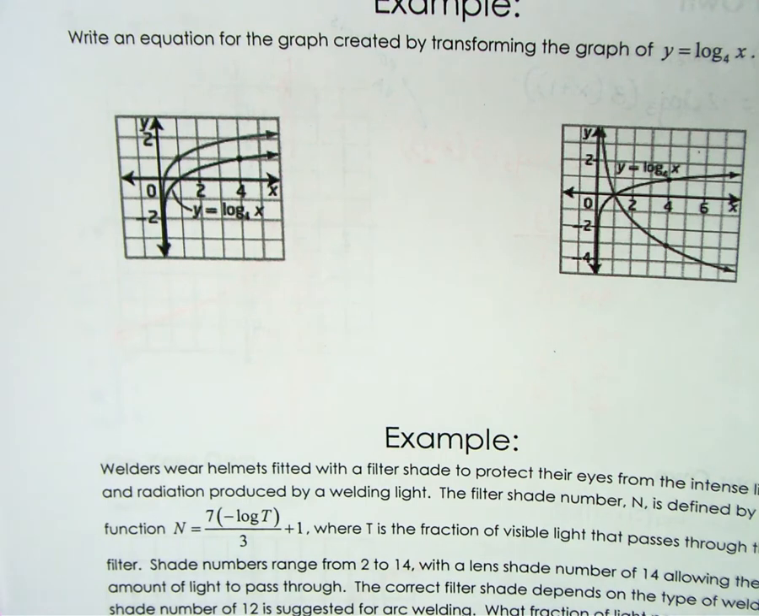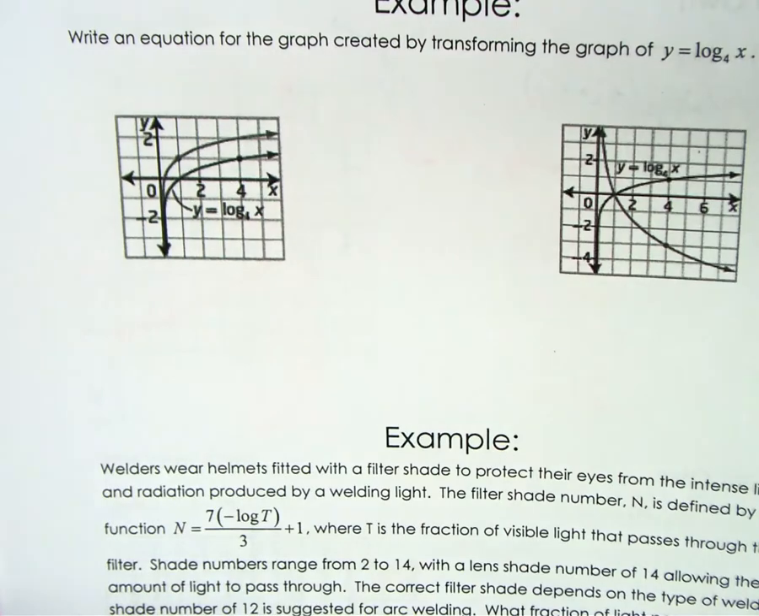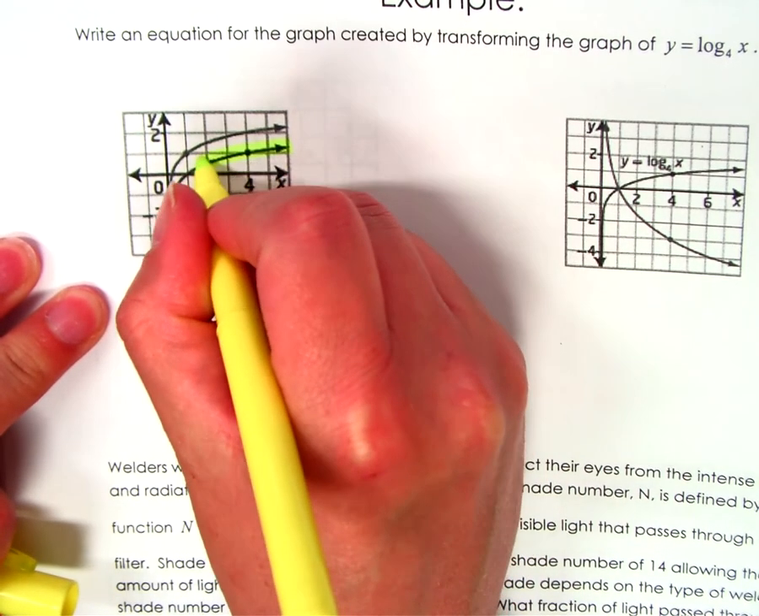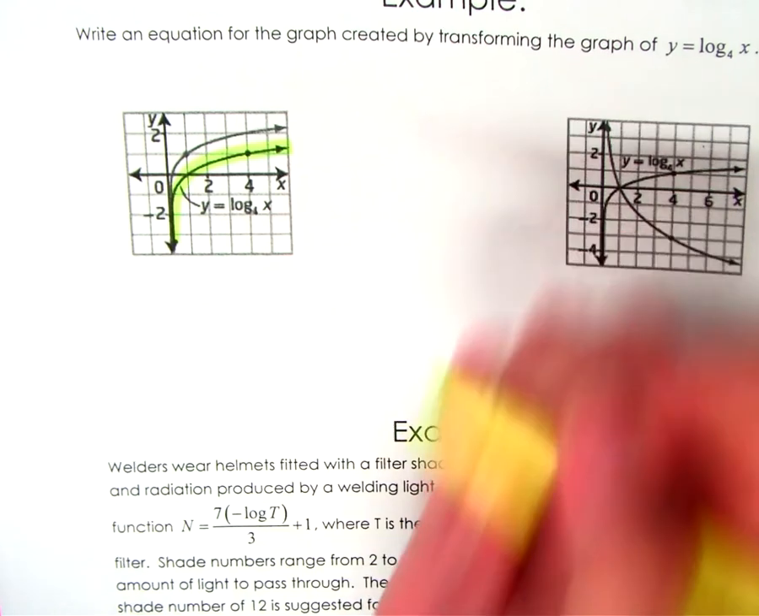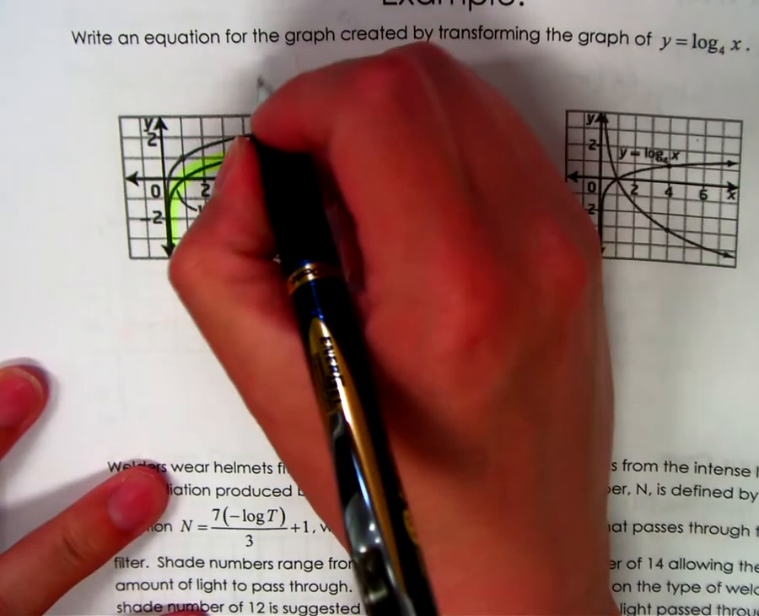So let's talk about our strategies that we use. So you guys know that this is our original graph, right? Okay. It's labeled, but I'm just going to highlight it. Is there a horizontal shift? How do you know? The asymptote's the exact same. It didn't shift. So we know right away.